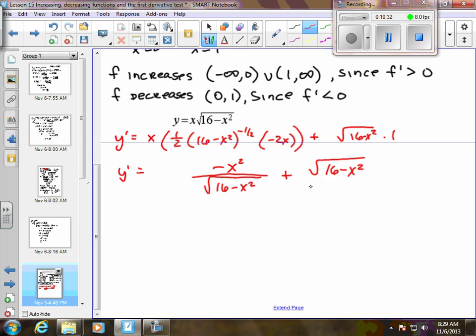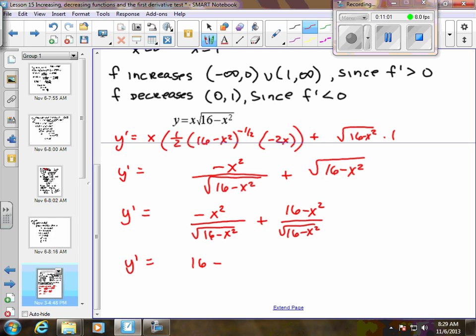Well, so now we need to get a common denominator so we can add these together. And the common denominator will be the denominator. So what will the new numerator be of this second term? Great. So putting it all together, we have 16 minus 2x squared over the square root of the quantity 16 minus x squared.